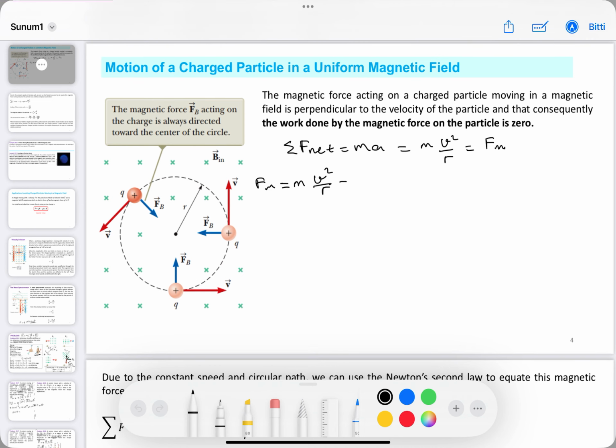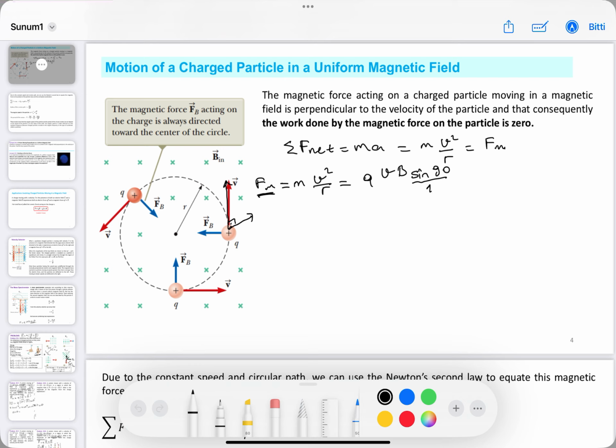mv squared. Even we can open the magnetic force, qvB. Why did I write this one? Because we'll just talk about the magnitude of force. What's the angle between v and B? Please look here. v is going this side and the magnetic field is inside of the page. Can I show it like this? The angle between magnetic field and velocity is 90, so I can say this is 1.